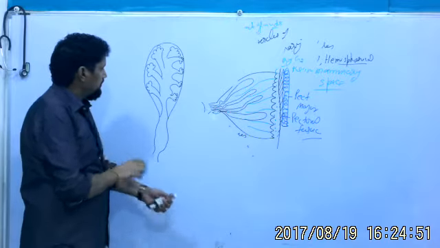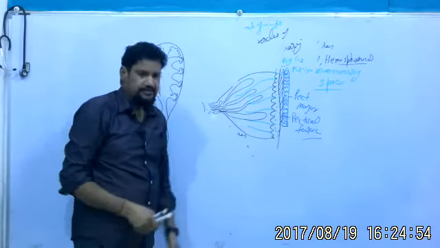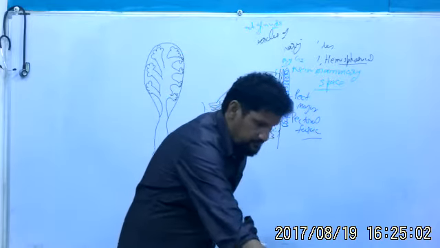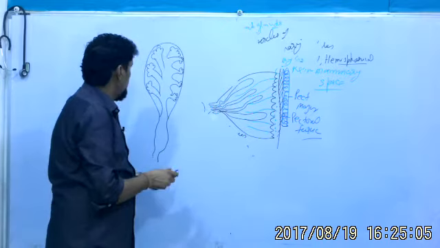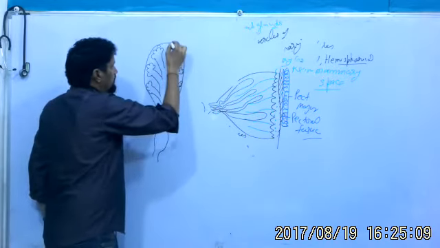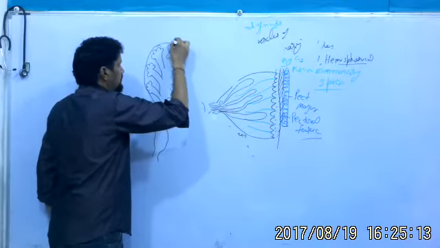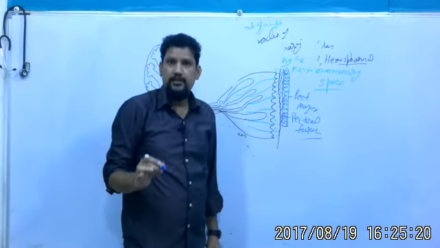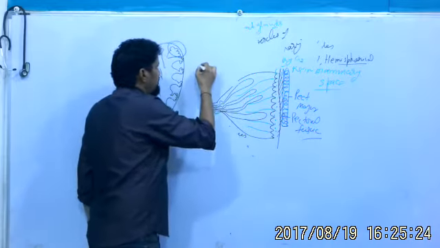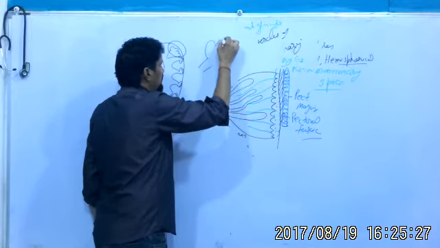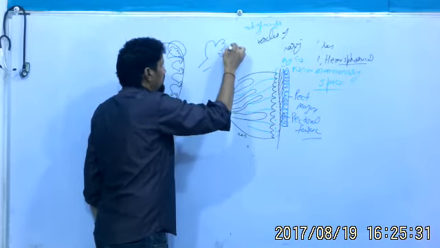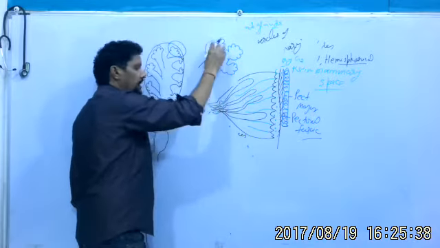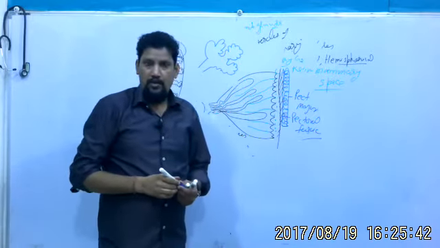So, this is a single lobe, and this single lobe has multiple lobules. What is a lobule? This part, which has a terminal duct and its alveoli. So, this is the terminal duct, and these are the alveoli of the terminal duct.